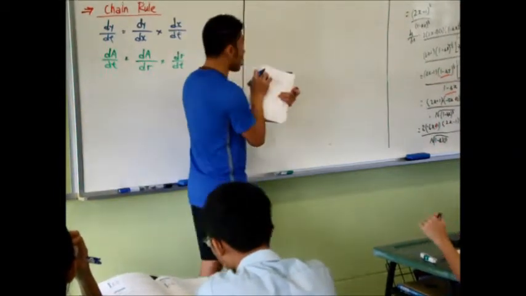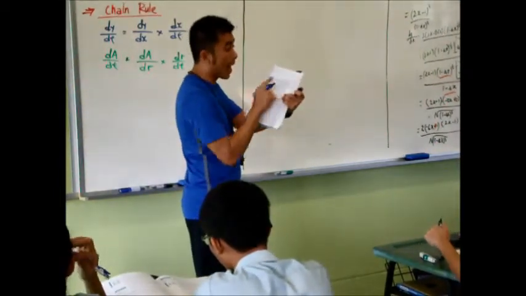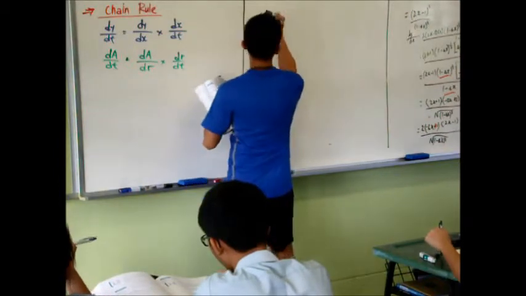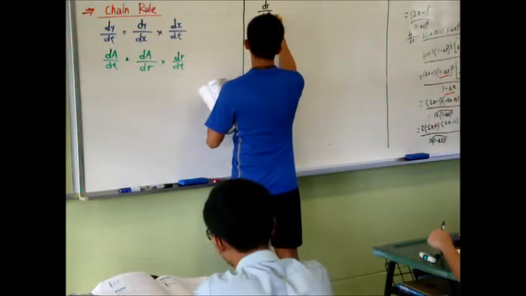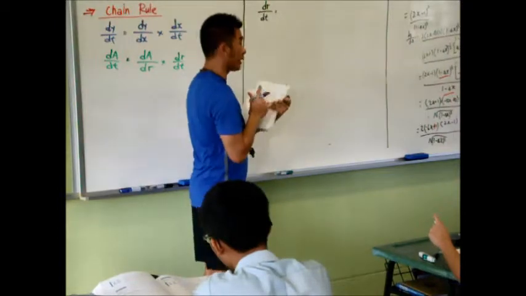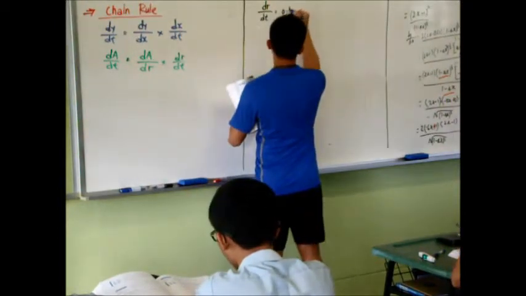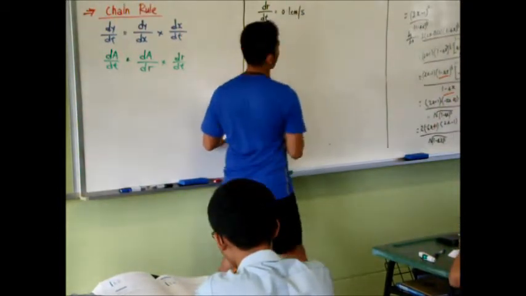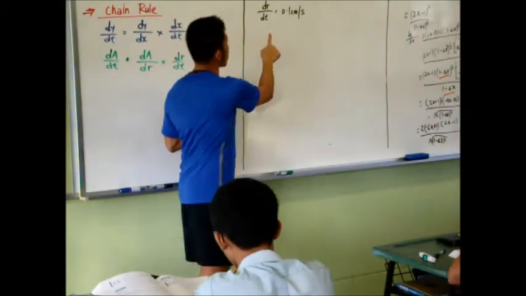So, since the radius is the variable we are looking at and the rate of change is for the radius, I'll write down dr over dt. Please write it down first. 0.1 cm per second. This is the rate of change of the radius.